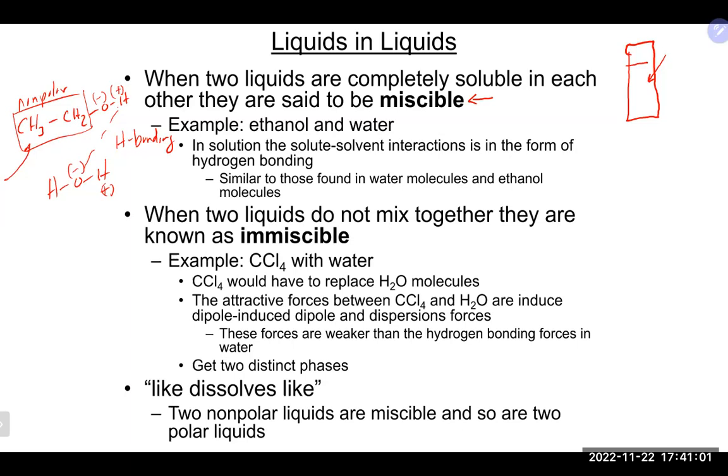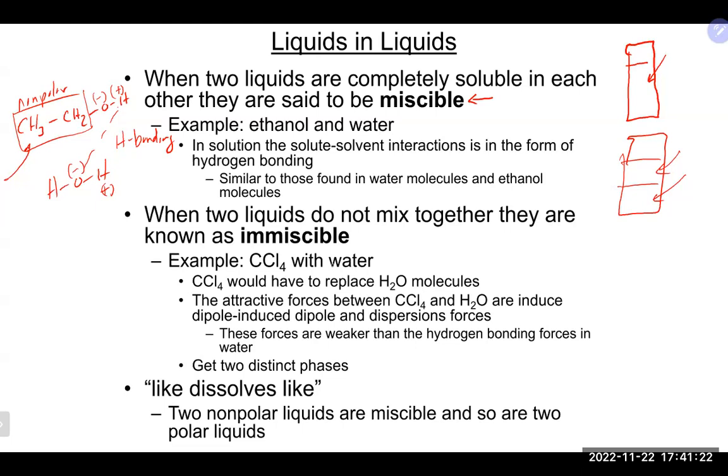When two liquids do not mix together, they're basically insoluble in each other, and they are also said to be immiscible in each other. Typically when we have liquids that do not mix well, we will see layering of those liquids in a test tube, and they will layer out because they will not mix together.